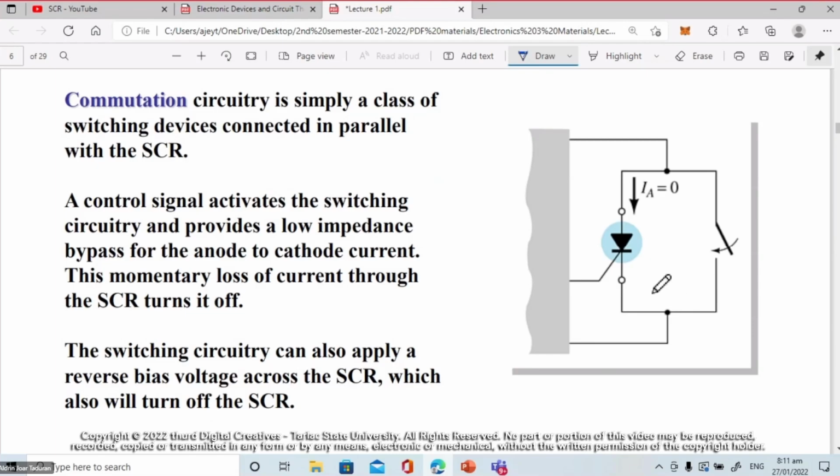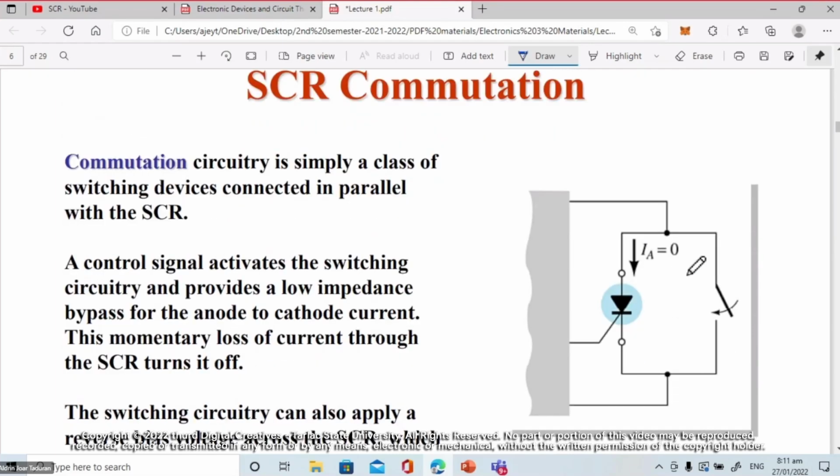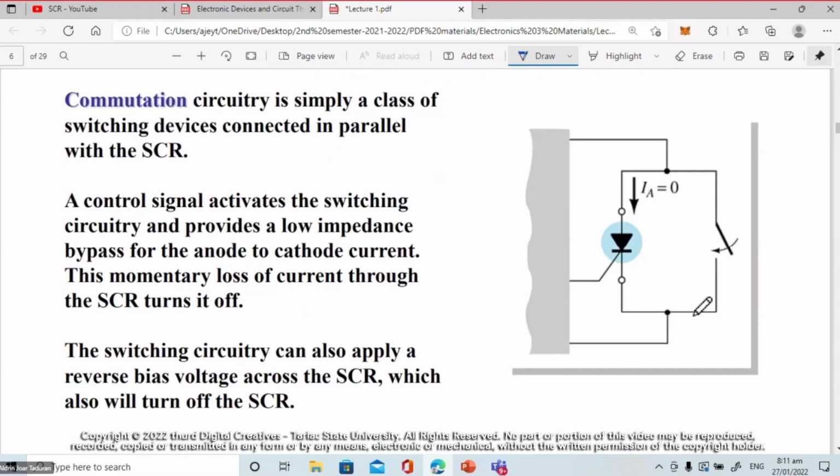So you'll notice here, okay, that the way we turn off the SCR is by removing, of course, the current. When it turns off, no current should pass through the anode, okay? Pero naman monetary loss lang naman siya, okay? It's suddenly switching, activating. So this is one way to do it.